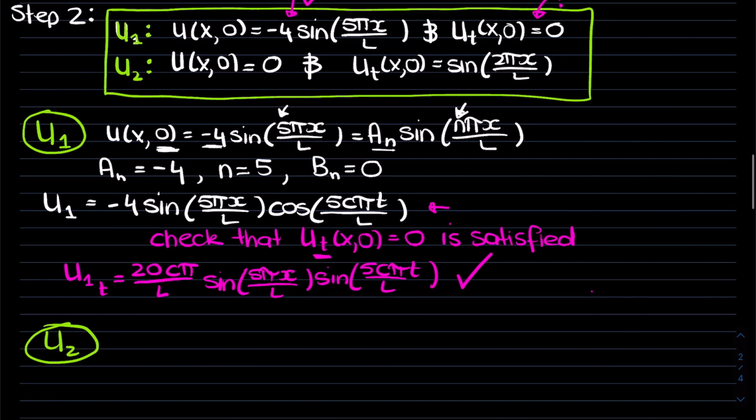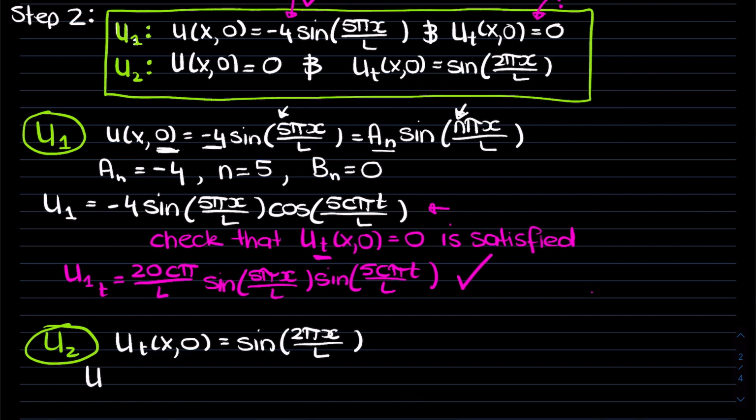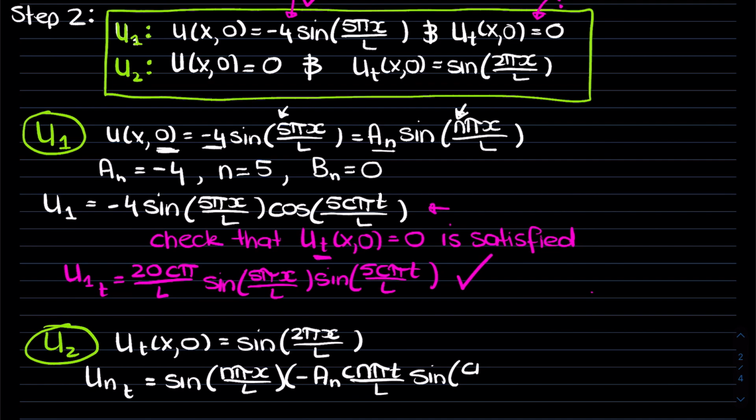Right, so for u2, we need the condition u_t(x, 0) equals sine 2 pi x over L. So if we take the derivative of u_n with respect to t, we're going to get sine n pi x over L times minus a_n c n pi over L sine c n pi t over L, plus b_n c n pi over L cosine c n pi t over L.